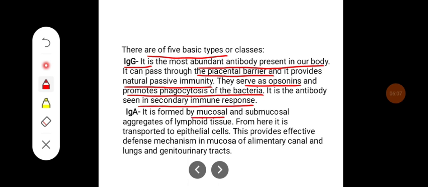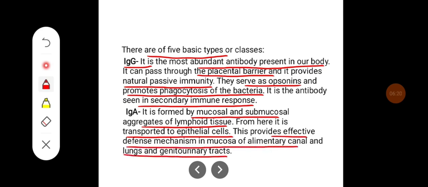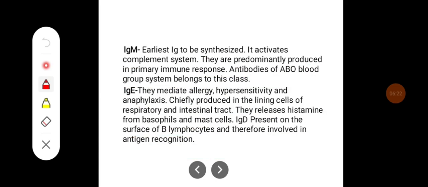IgA is formed by mucosal and submucosal aggregates of lymphoid tissue. From here, it is transported to epithelial cells. This provides an effective defense mechanism in the mucosa of the alimentary canal, lungs, and genitourinary tracts. IgM is the earliest immunoglobulin to be synthesized. It activates the complement system. They are predominantly produced in the primary immune response. Antibodies of the ABO blood group system belong to this class.